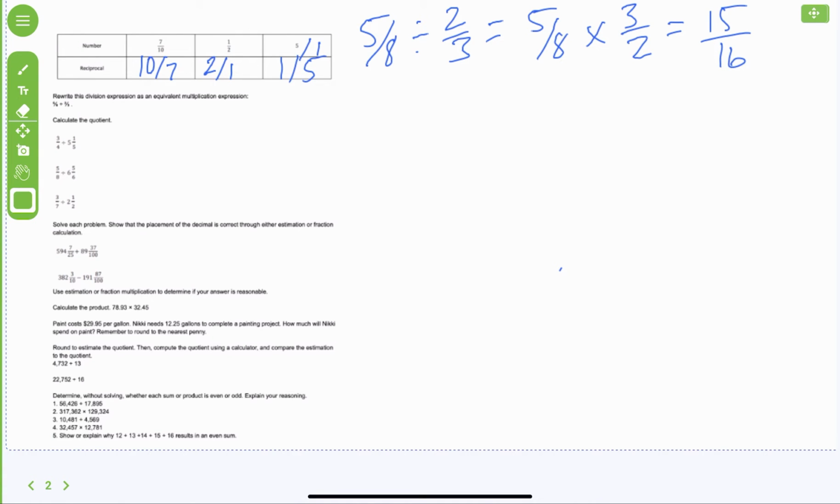3/4 divided by 5 1/5. Somebody tell me their answer here. Say it again. 15/108. The answer is 104.